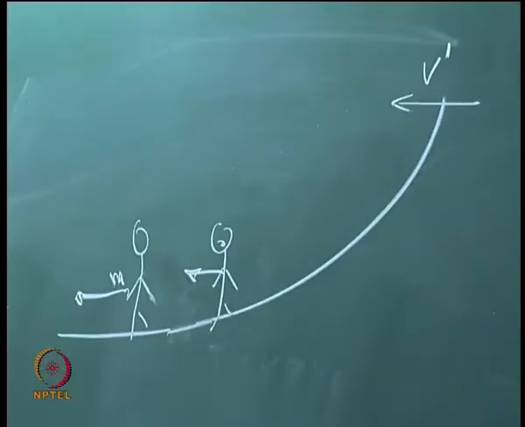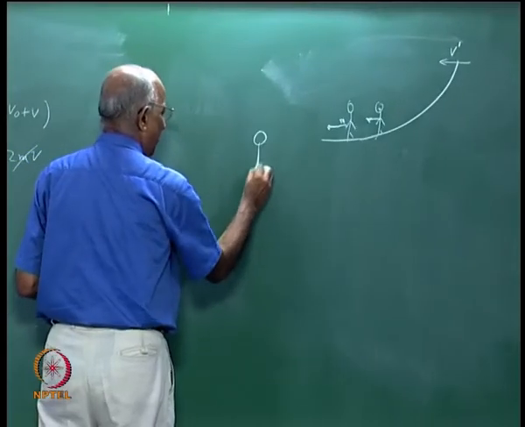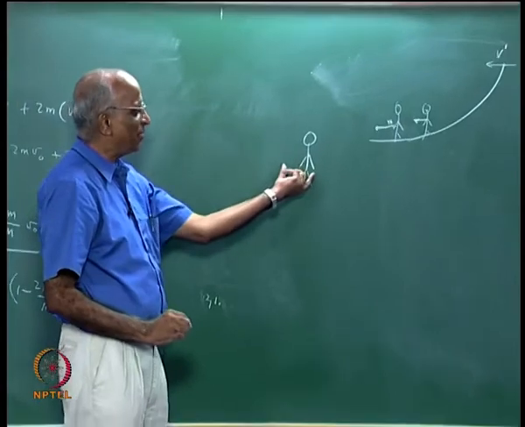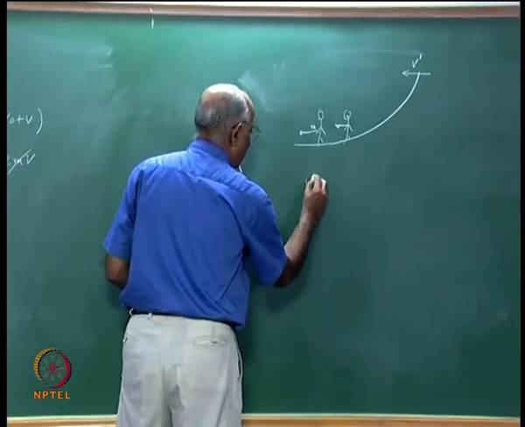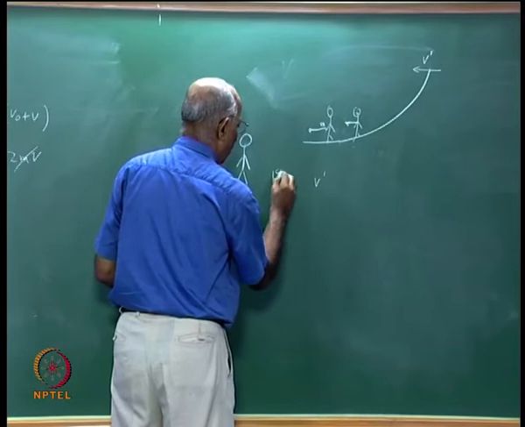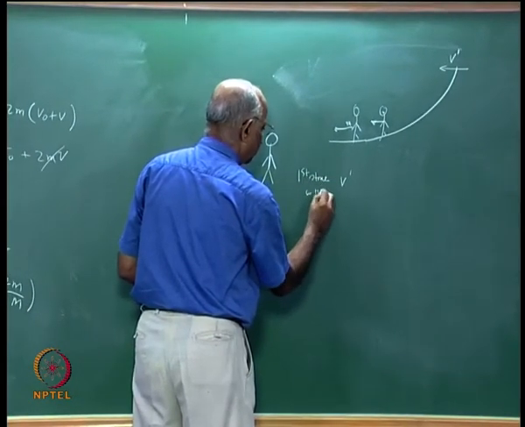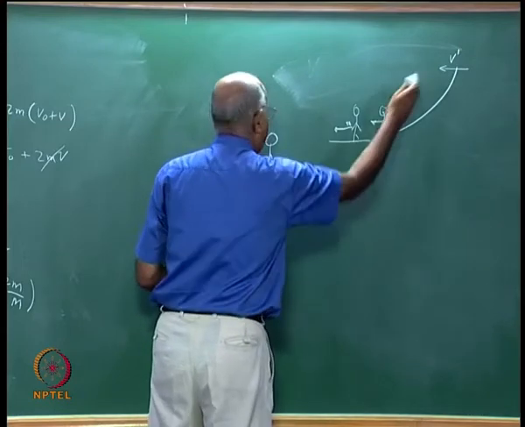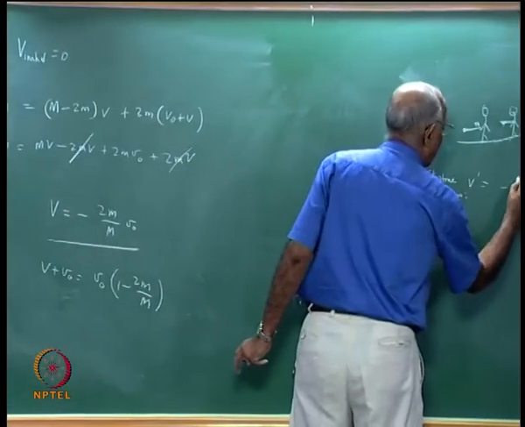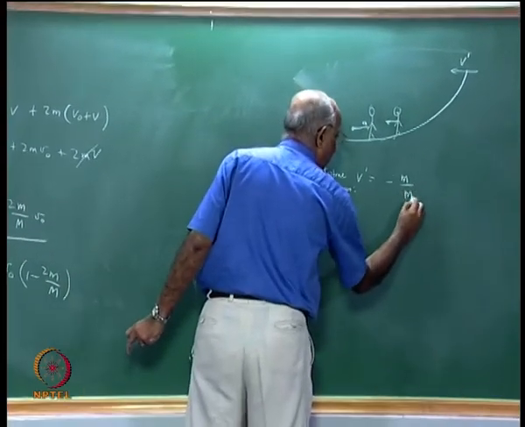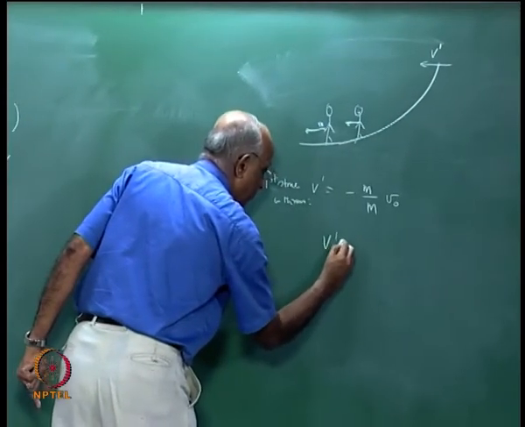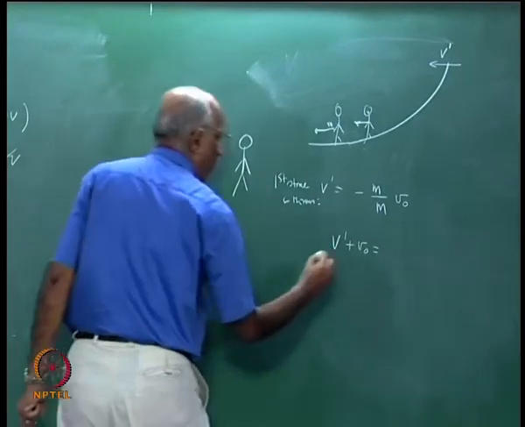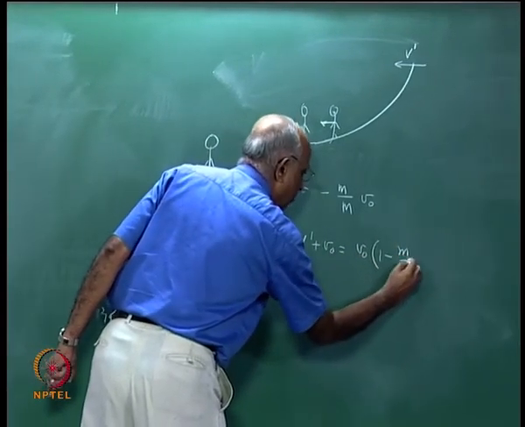Let us write the equation of motion again. I am in the inertial frame of reference, I stand over here and watch the fun. The first boy throws the stone, and therefore the value of V prime, that is after the first stone is thrown, will be equal to minus m over capital M into V0, because only one stone is thrown. And what is the relative velocity? The relative velocity is V prime plus V0, which is V0 into 1 minus small m by capital M.